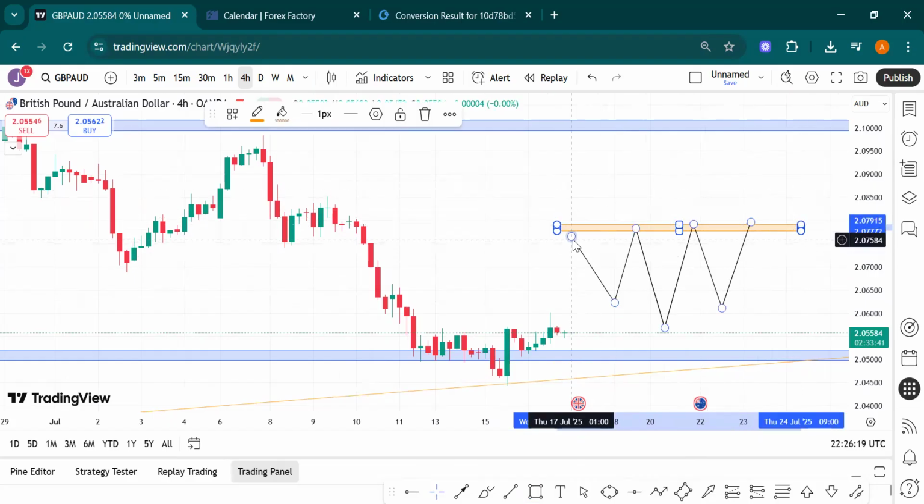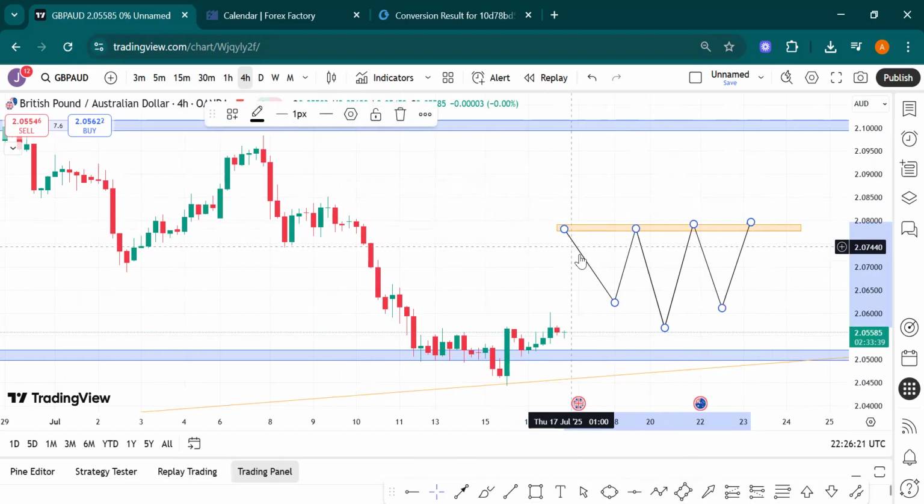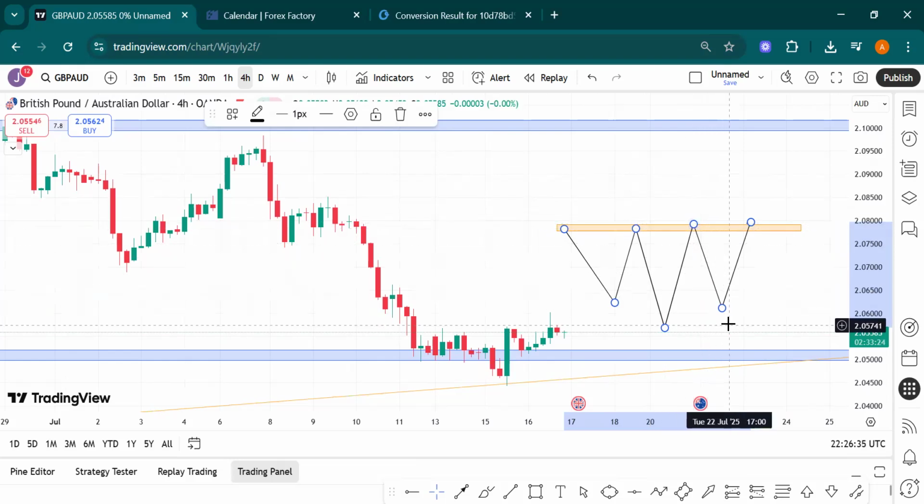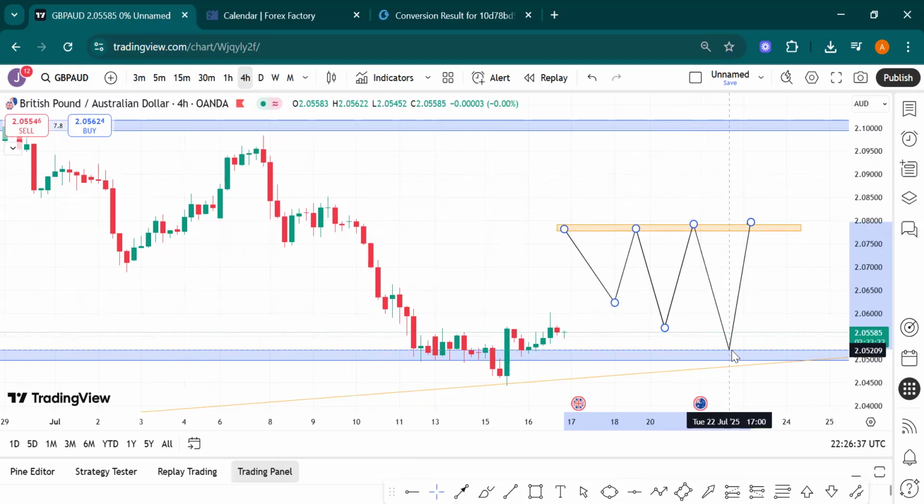So we had sellers trying to push the price down. They formed a low, formed a lower high, formed a lower low, came back to form a lower high, but instead of forming a lower high, they formed a double top. Now, instead of pushing price beyond the initial low to form a lower low, they couldn't. Instead, they formed a higher low.